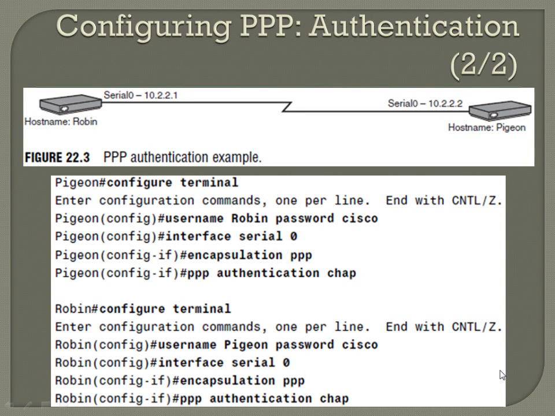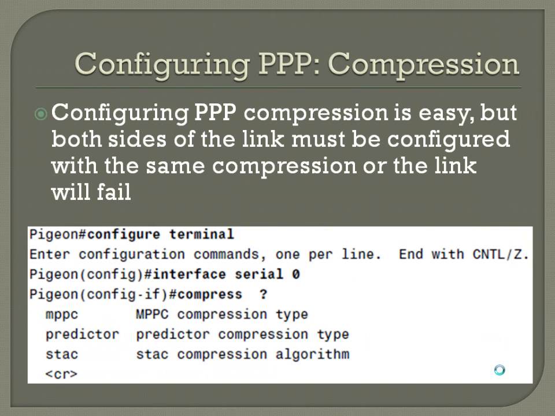If you want to add compression, configuring PPP for compression is easy, but both sides of the link must be configured with the same compression for the link to work, or it's going to fail. So it's also a pretty simple configuration.